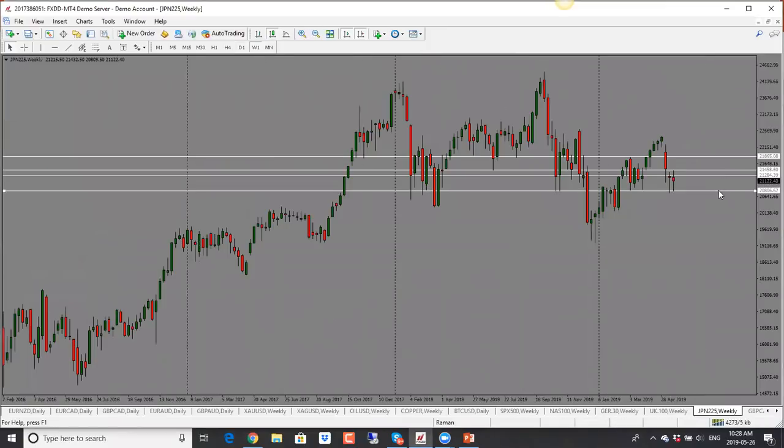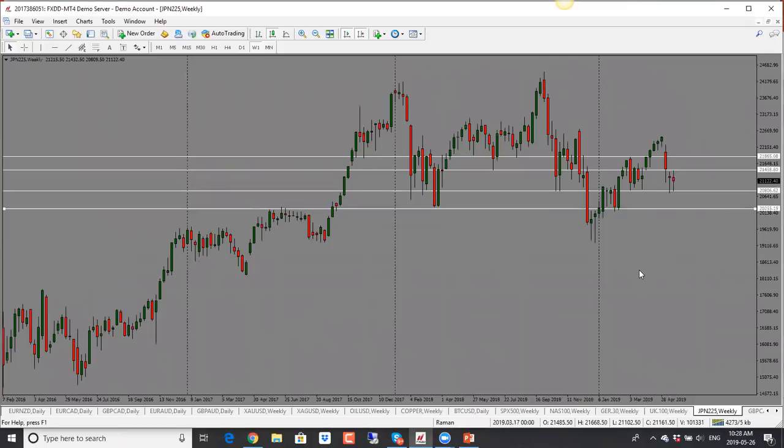Nikkei. Nikkei hasn't really done a whole lot. This one is also range bound. And as we can see, back to back, we have had indecision candles here. So with this one, price is still in a range. So I would look for price to bounce off of 21,500, then drop. And if it goes into the bottom, it could bounce off of 20800. So we have to be careful.